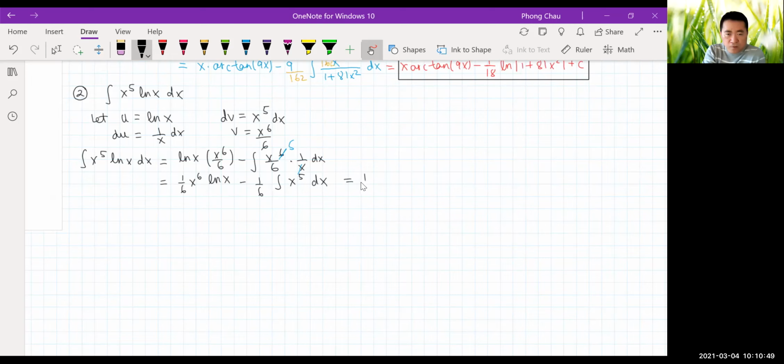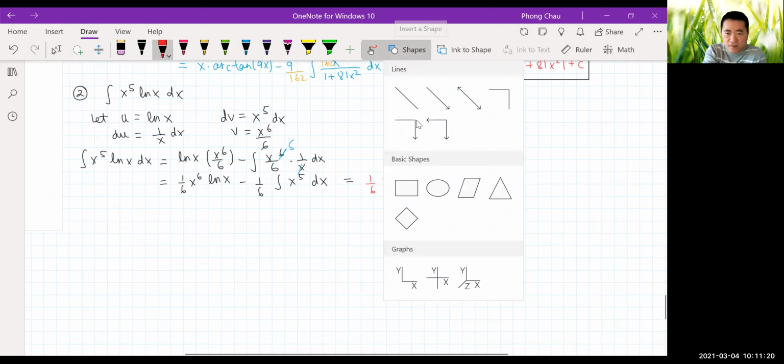Okay, so that is 1/6. So we have 1/6 times x to the 6 natural log of x minus 1/6 times the antiderivative of x to the fifth, which is x to the 6 over 6, plus a constant, and that's finished.